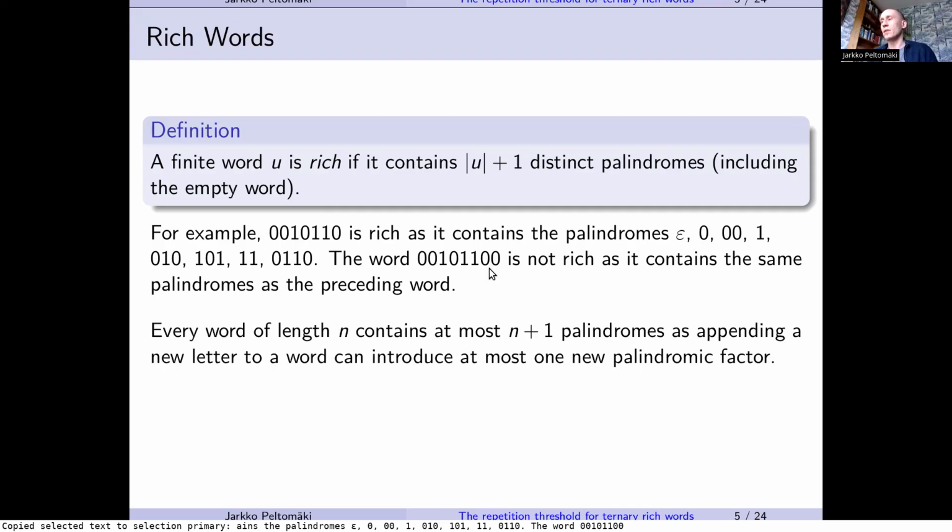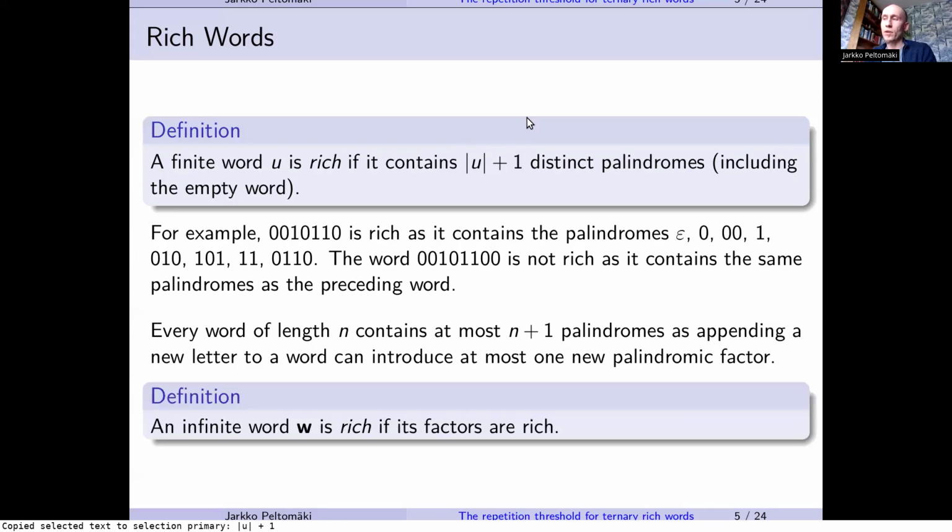It's a pretty neat exercise to prove that whenever you append a letter to a word, you can introduce at most 1 new palindrome as a factor. So it just means that this length plus 1 bound is the maximum you can achieve. That's the reason why they are called rich words. They are rich in palindromes. And an infinite word is simply rich if all of its finite factors are rich.